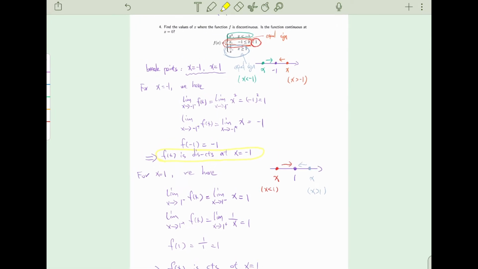So it seems that we have answered the question completely. But the question also asks, is the function continuous at x equal to 0? So technically, we can ignore this, right? Because as I said, for a piecewise function, the only places where the function could be discontinuous are those breakpoints. So we have checked all the breakpoints, and 0 is not a breakpoint, and therefore the function is continuous.